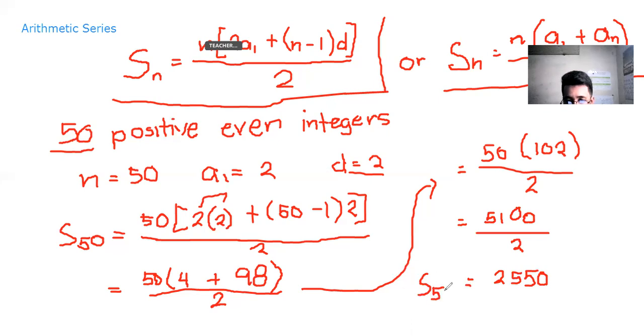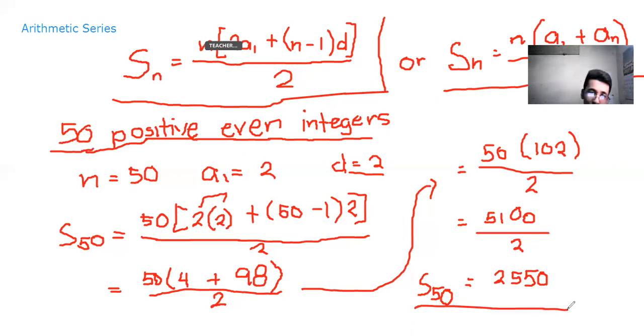So, remember, kaya siya naging S sub 50 dahil hinahanap natin the first 50 positive integers. It means yung terms natin up to 50 lang siya. Then, the sum of the first 50 positive even integers is 2,550 if we start the counting by 2. Na yung first term natin is 2. So, take a screenshot. Sino may tanong about dito?